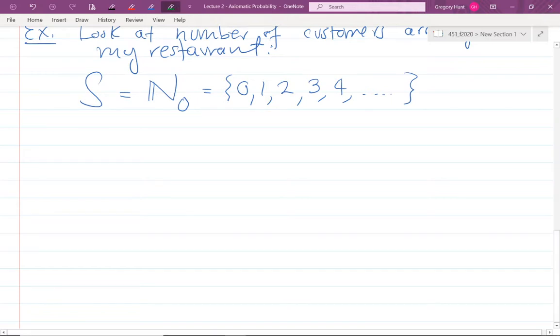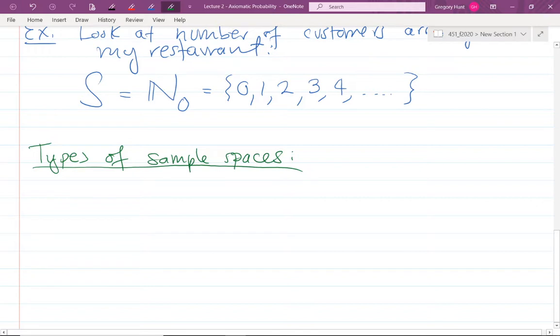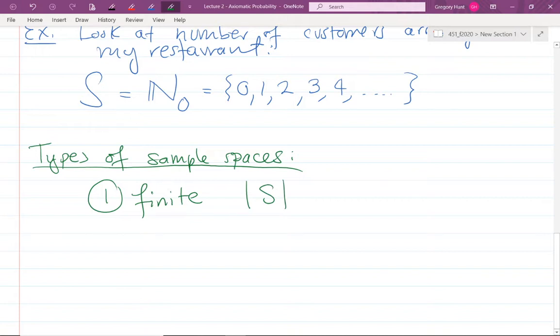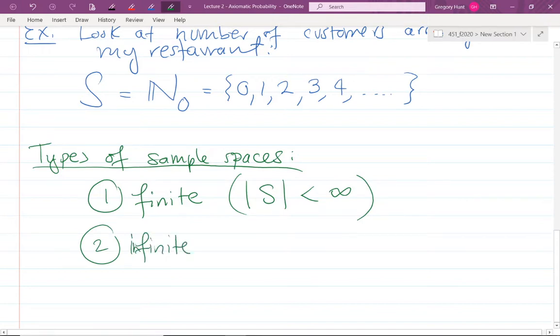So to summarize, this again has an infinite number, but they're discrete. There are a couple different types of sample spaces. So let's write: types of sample spaces. The simplest type of sample space is a finite sample space. A finite sample space would mean if we look at the cardinality of S, that it is less than infinity. So those are any of the first examples I looked at where I have a finite number of outcomes. And of course, the other major type is an infinite number, and I'm going to be very loose here with notation, just say there is an infinite number of outcomes in my sample space.